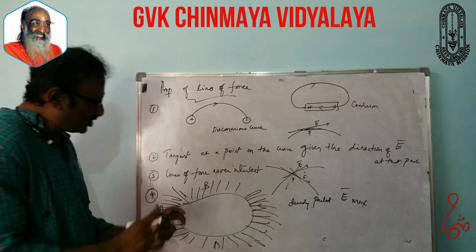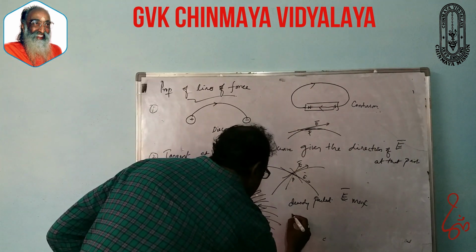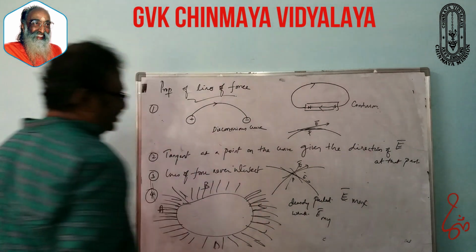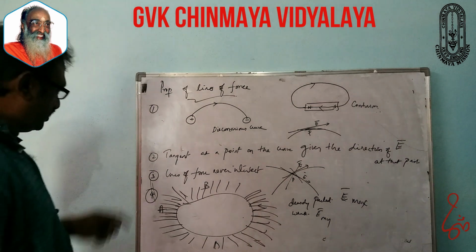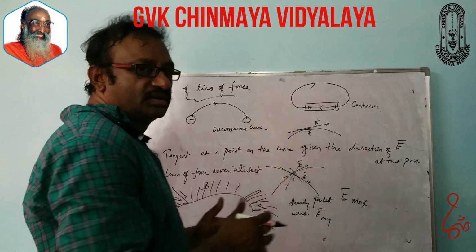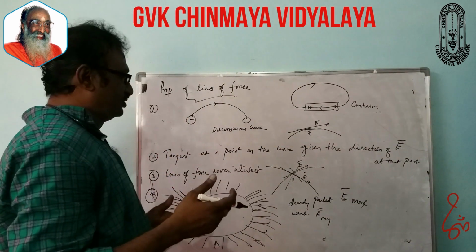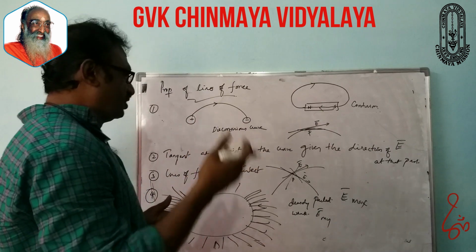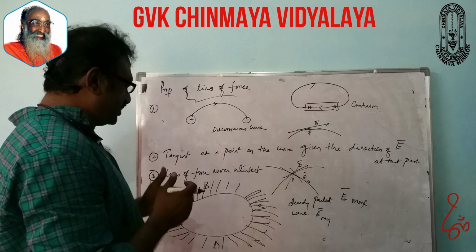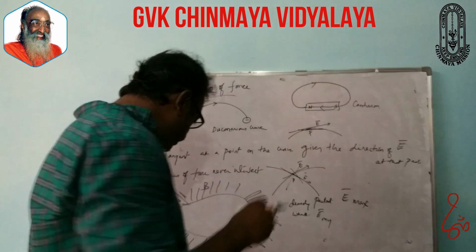Here the lines of force are less, that means weak. So if they are weak, the field will be minimum. That means the electric field intensity is also weak. So by looking at the number of lines of force, if they are closely packed, we can say the electric field is intense, that means strong. If the lines of force are less dense, that means very few lines of force are there, we can say the electric field intensity is weak.